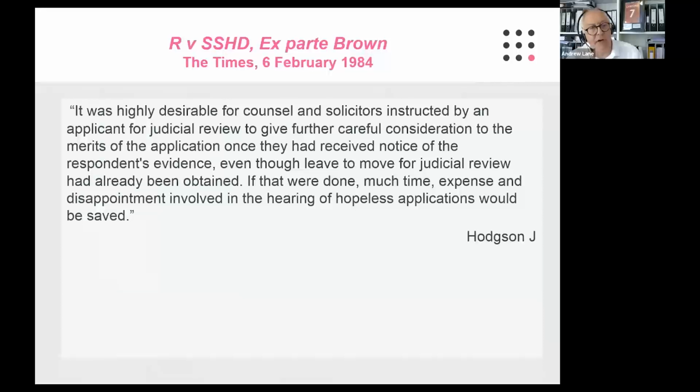And lastly, before passing on to Matt, I've just got this quote from Mr. Justice Hodgson, just to say it was highly desirable for counsel and solicitors instructed by an applicant for judicial review to give further careful consideration to the merits of the application once they received notice of the respondent's evidence, even though leave to move for judicial review had already been obtained. If that were done, much time, expense and disappointment involved in the hearing of hopeless applications would be saved.